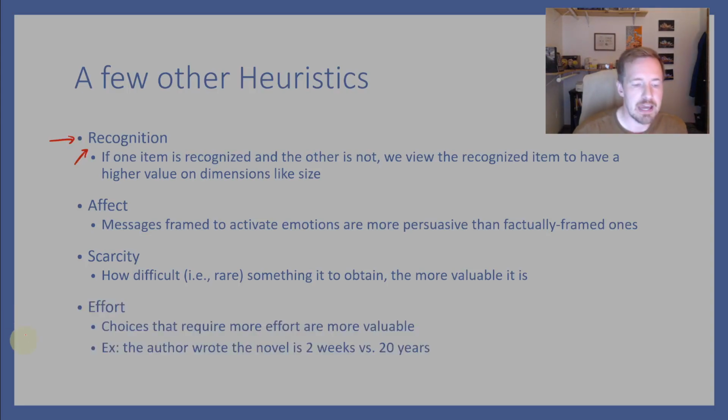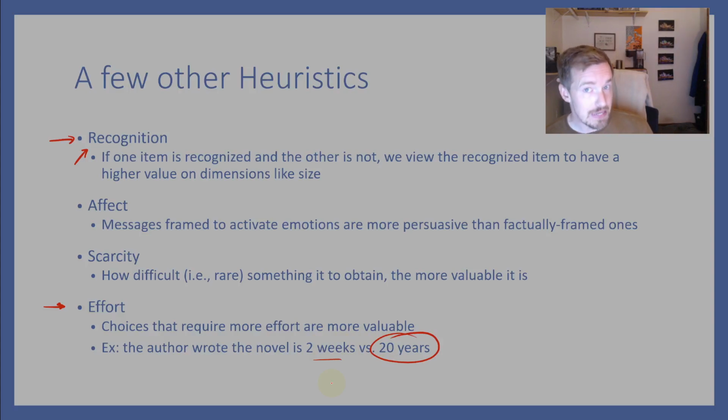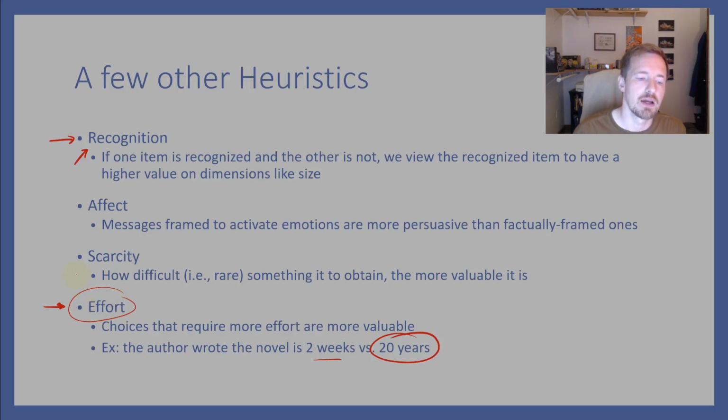And then finally, effort. The effort heuristic is the idea that whenever we think that things that take a long time to make are worth more, are more valuable. And so if I told you, hey, your favorite author just wrote a novel and it took them 2 weeks to write it, do you think it's going to be any good? Versus if I said, hey, this other book that they've been working on for 20 years. I think most folks usually will say that the book that took 20 years to write is going to be better or more valuable than the one that took 2 weeks to write. Because we think that just because something required more effort to make, it must be better.